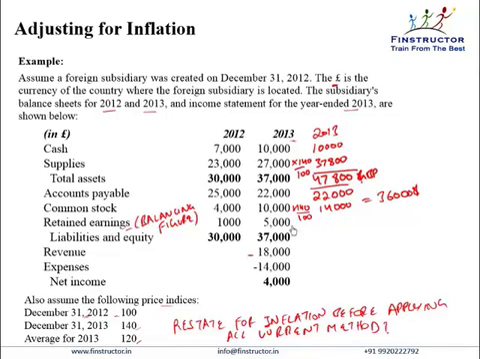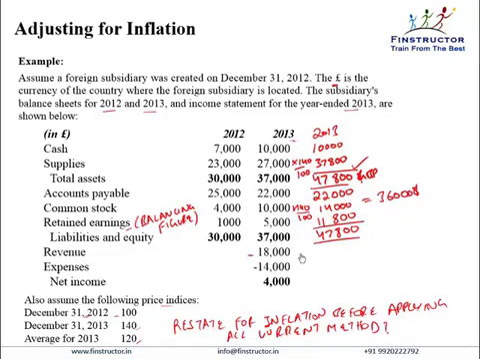Hence the retained earnings have to be a number equal to $11,800 so as to ensure that the balance sheet matches and the total liabilities and equity are $47,800, the same as the total assets.